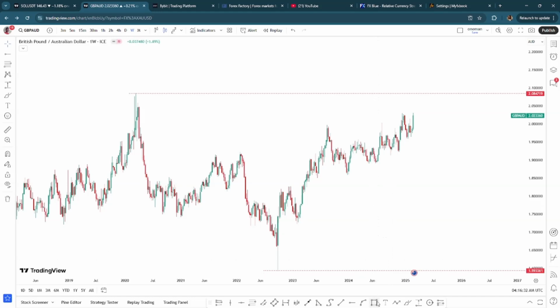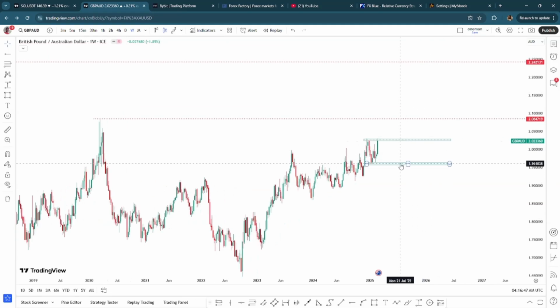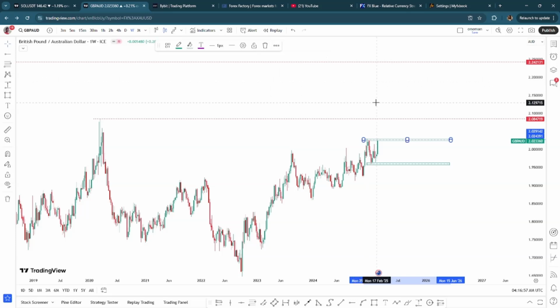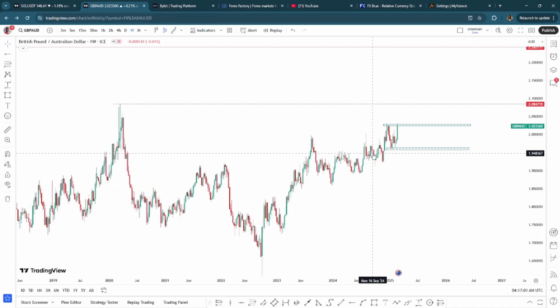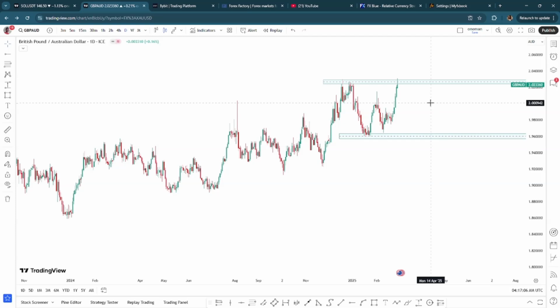Let's continue. Here, we go ahead to map out the demand zone of the weekly and also map out the supply zone of the weekly. We then move to the daily time frame to further narrow the chart down.